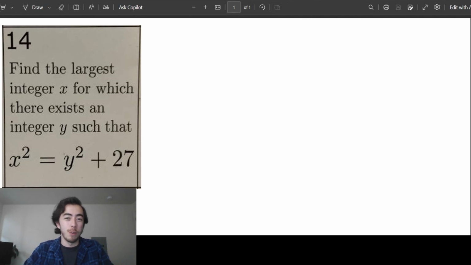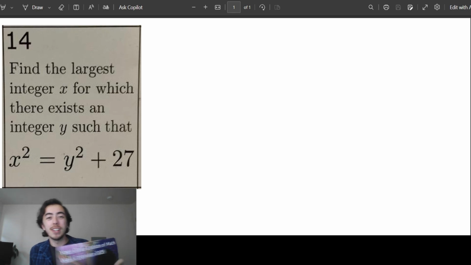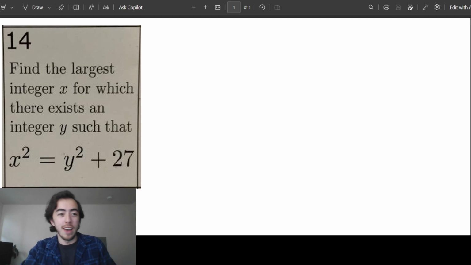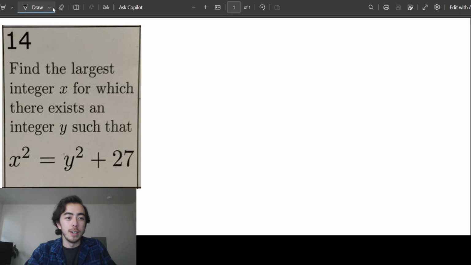Today is October 14th, and we're solving problem 287 from the Daily Epsilon calendar. And we should show why x is 14 for today, because that's today's date. Find the largest integer x for which there exists an integer y such that this equation is true.